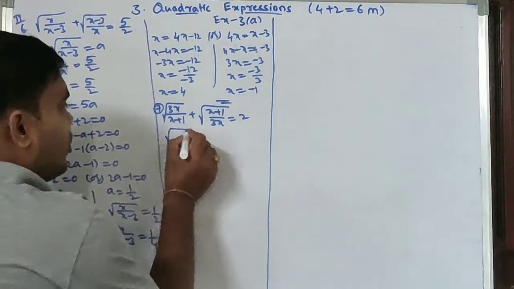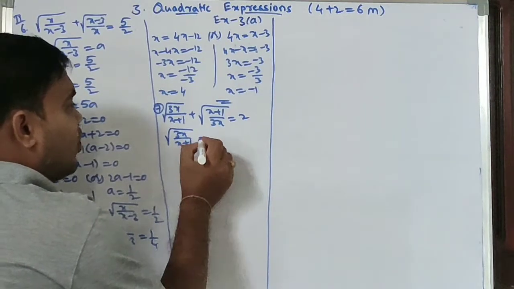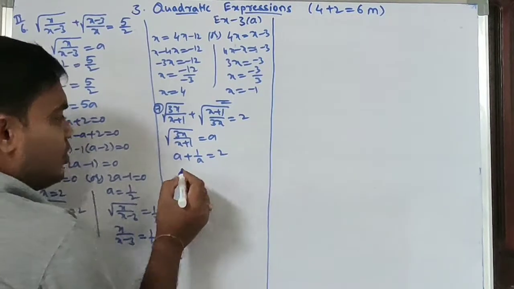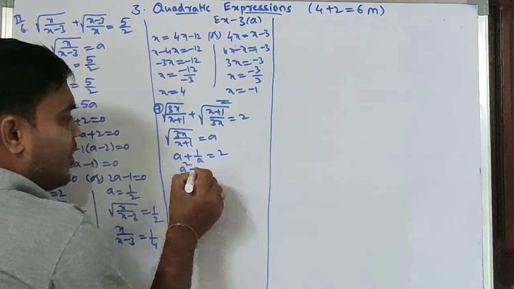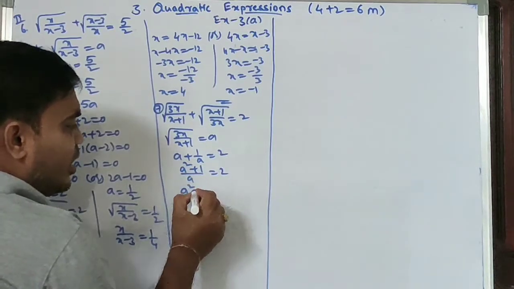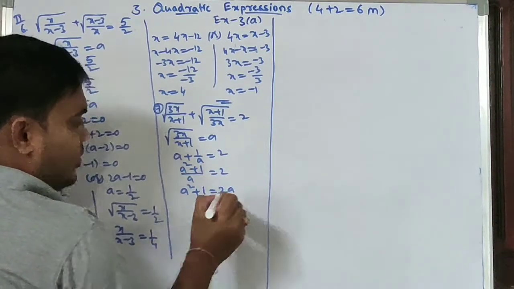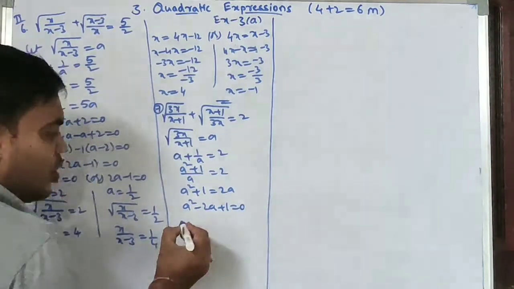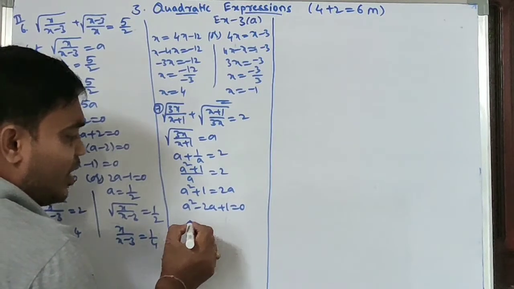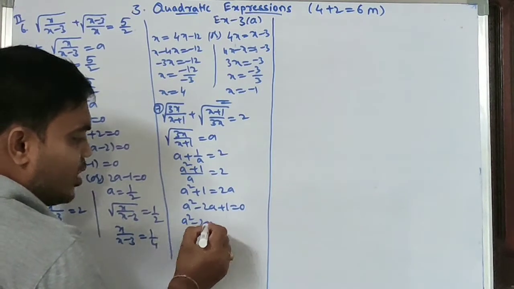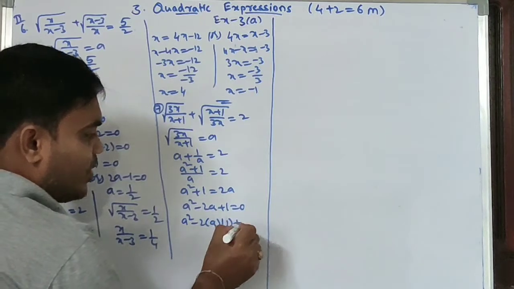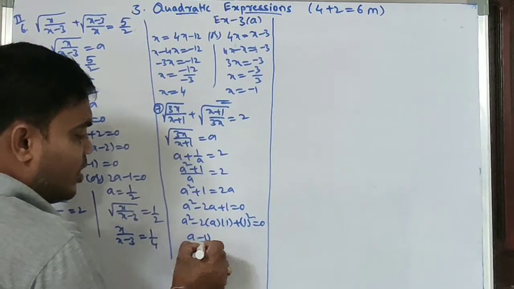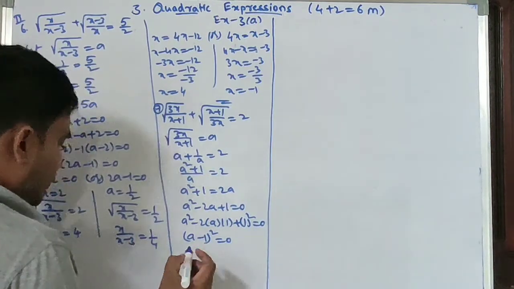Take under root of 3x by x plus 1 equal to a. This is a, so the reciprocal is 1 by a. So a plus 1 by a equal to 2, which gives a square plus 1 equal to 2a. A square minus 2a plus 1 equal to 0. This is in the form of (a minus 1) whole square: a square minus 2 into a into 1 plus 1 square, that is a square minus 2ab plus b square, so (a minus 1) whole square equal to 0.